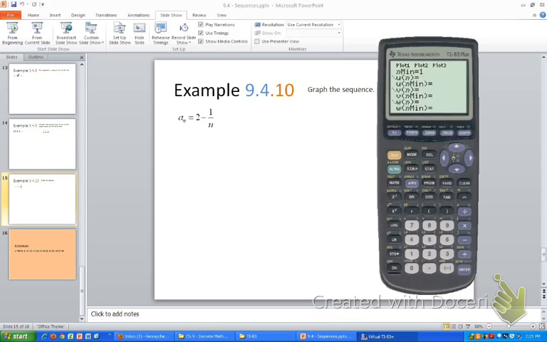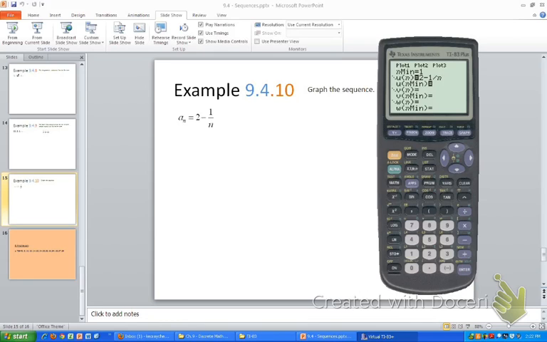So we want to type in our sequence for u sub n. That's what they're asking for. You're typing in 2 minus 1 over n, and the n is the x key, but since it knows you're in sequence mode, it's going to give you n instead of x. Okay?